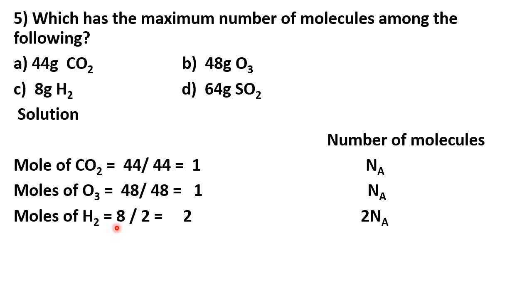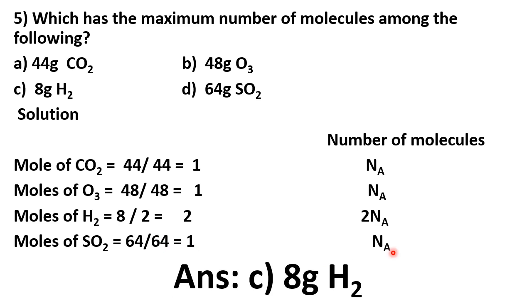Next, moles of H2. Mass is 8 gram and molar mass of H2 is 2. That is 1 for hydrogen, another 1 for hydrogen, 1 plus 1, it is 2. So mass by molar mass, that is 8 divided by 2, gives number of moles of H2, that is 2. Therefore 2 Na. Next, moles of sulfur dioxide. Mass is 64, molar mass is also 64, it becomes 1 Na. So hence maximum number is for H2, that is 2 Na, and for all the remaining it is Na. So therefore the correct option is C.